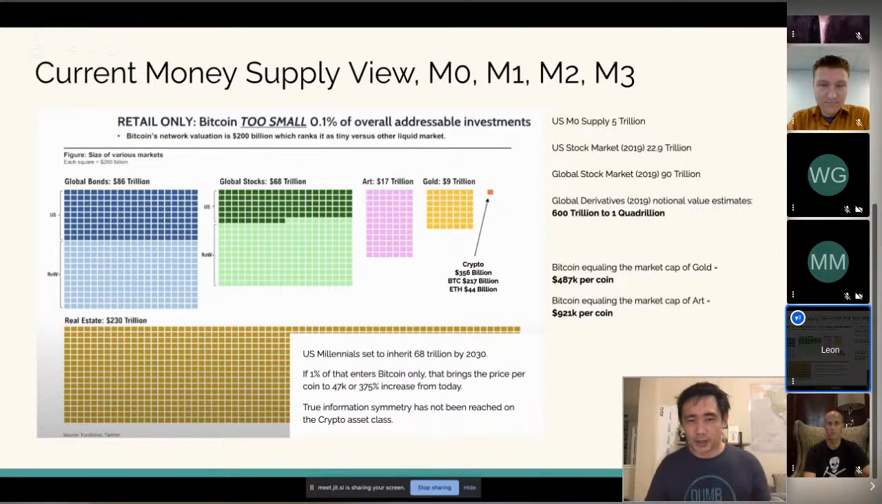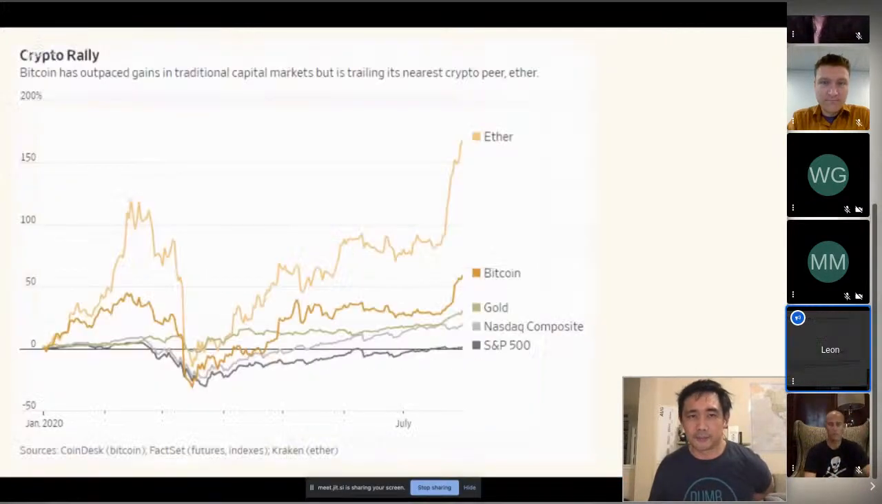And just a last stat here, if 1% of what millennials inherit in 2030 enters Bitcoin, that would present a 375% increase from today. And in my opinion, true information symmetry has not been reached on the crypto asset class, because you still have people out there thinking it's used only to buy drugs. Ray Dalio hasn't taken a position in it, and 50% of institutions have not invested in Bitcoin yet.